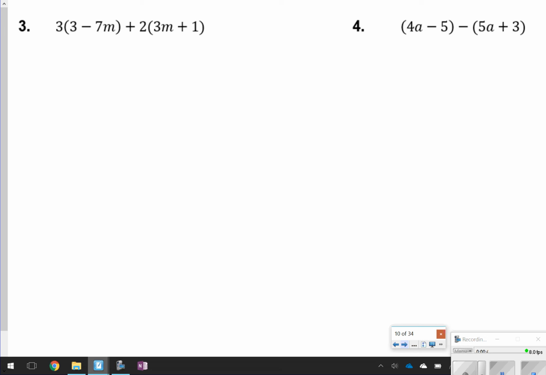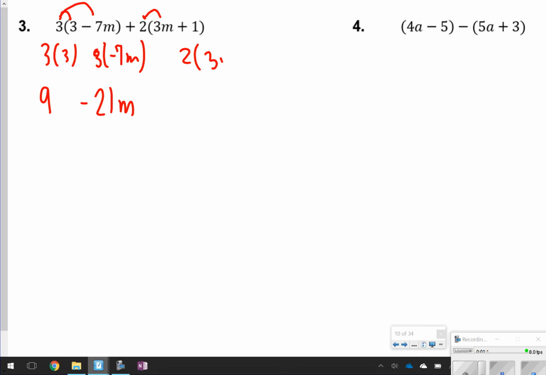Number 3, I do have to distribute before I combine any like terms. So I'm going to do 3 times 3 and 3 times negative 7m. 3 times 3 is 9, and 3 times negative 7m is negative 21m. And then I'm going to distribute the 2 as well to these sets of parentheses. 2 times 3m and 2 times 1. 2 times 3m is 6m, 2 times 1 is 2.